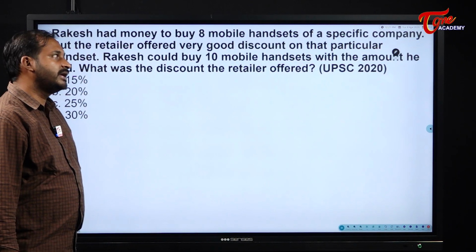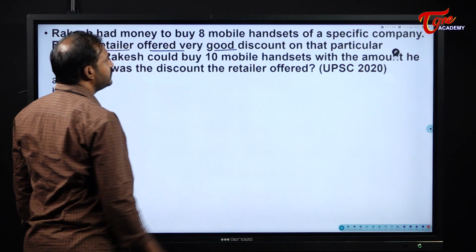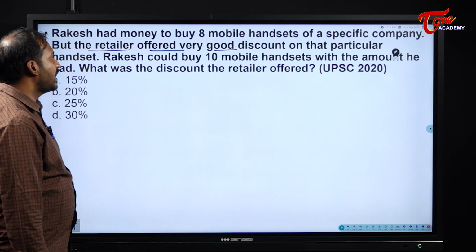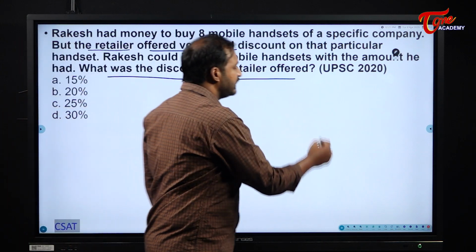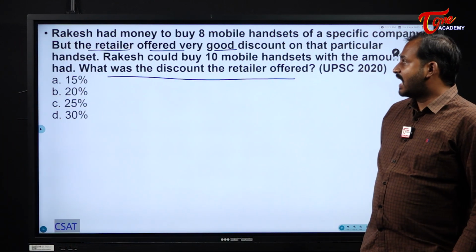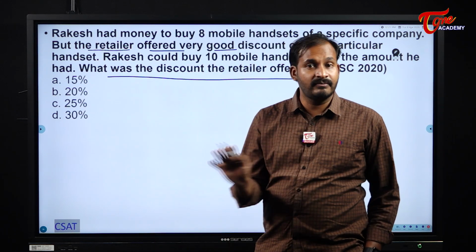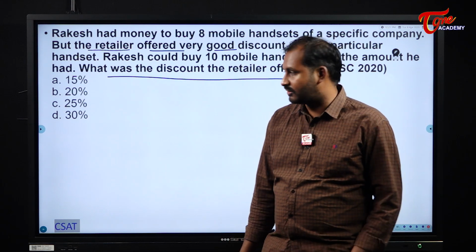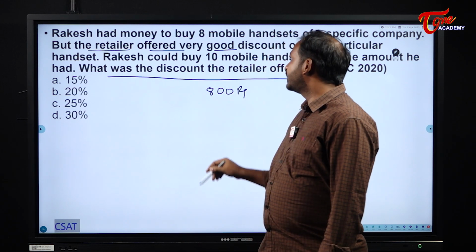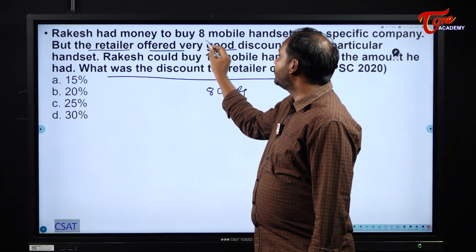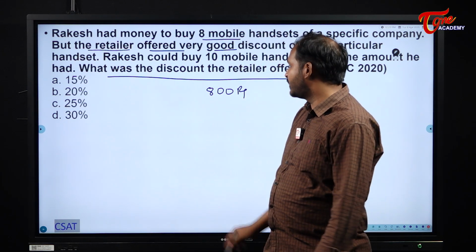Rakesh had money to buy 8 mobile handsets of a specific company, but the retailer offered a very good discount on that particular handset. Rakesh could buy 10 mobile handsets with the amount he had. What was the discount the retailer offered? Now see here, students, actually he has the amount for 8 mobile sets. We go with an assumption, which will be very easy for us to solve. Assume that he has 800 rupees with him. I have taken 800 rupees because he had money to buy 8 mobiles, so I assume one mobile is 100 rupees.